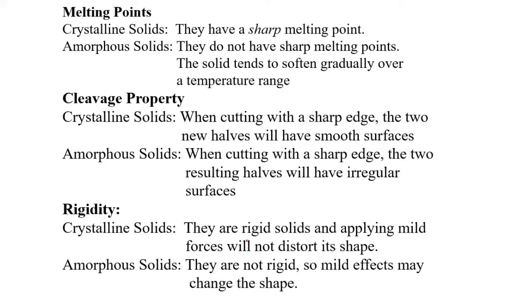Melting point. A crystalline solid has a very sharp melting point. For example, the melting point of sodium chloride is 801 degrees centigrade. If you heat sodium chloride, it will melt at only one value, which is 801 degrees centigrade. They have one sharp value of melting point.